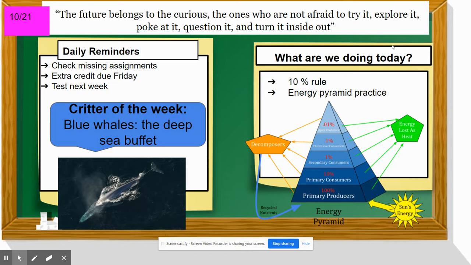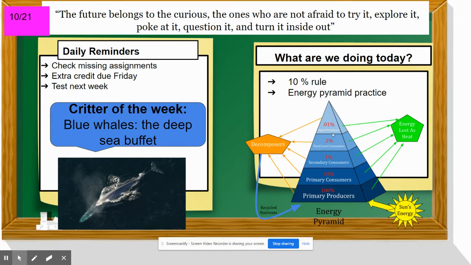The first of which, the 10% rule, is going to take you to an external website that we haven't used before, but it is one called Newsela, and it incorporates a bunch of scientific concepts in an easy to digest way. So this explains that 10% rule and transfer of energy between and among trophic levels. And then there is a quiz at the end.